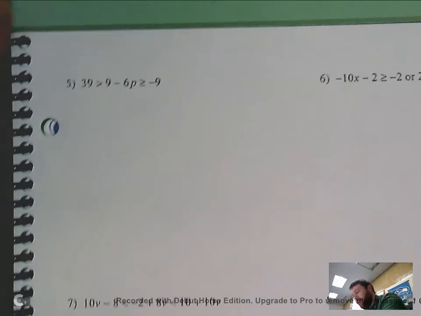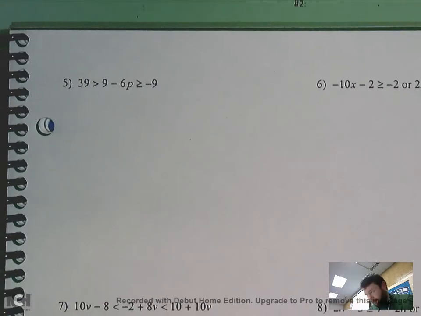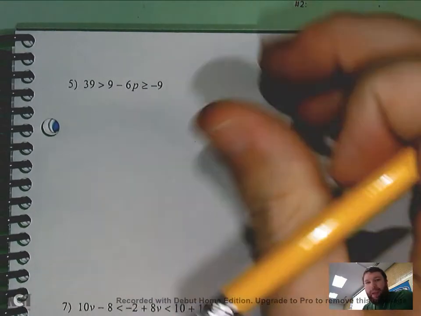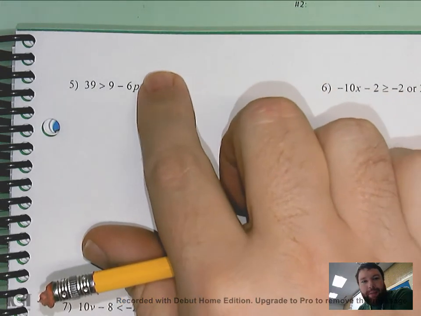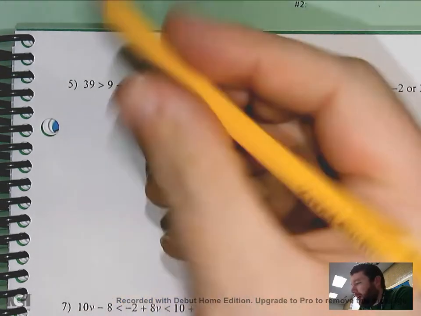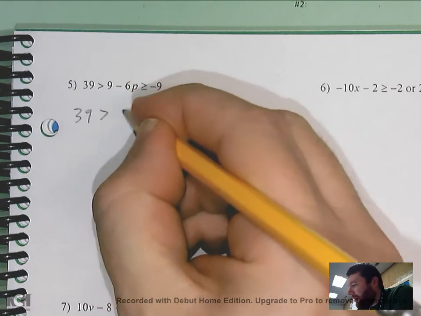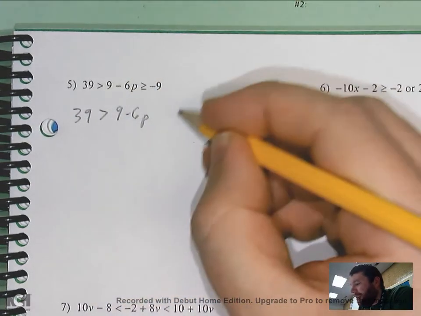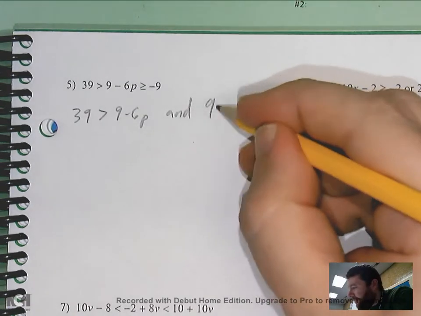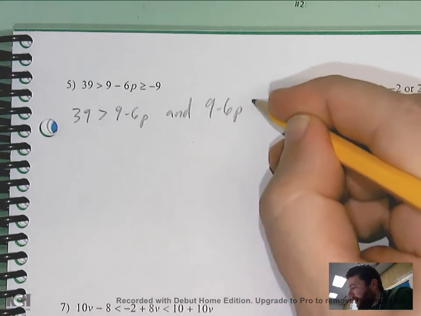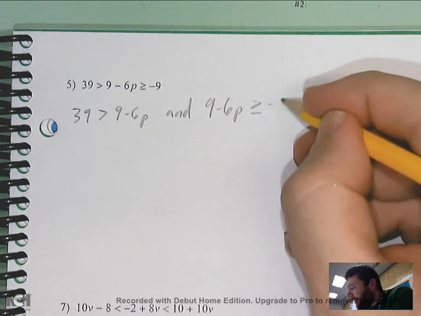Sorry, this is going to be a little bit of a longer video. I'll probably just do the whole review here because it's only 10 problems. So again, we're going to split it since it's combined. Split it into 2 different inequalities. So 39 is greater than 9 minus 6p. And this is going to be an and problem because it's combined. And 9 minus 6p is greater than or equal to negative 9.